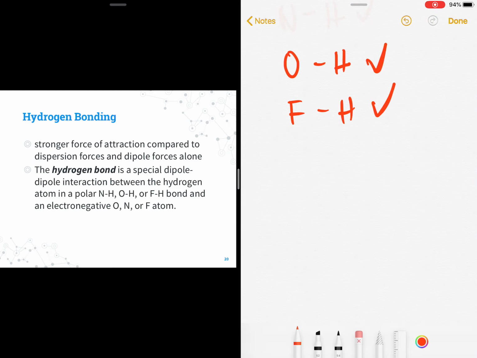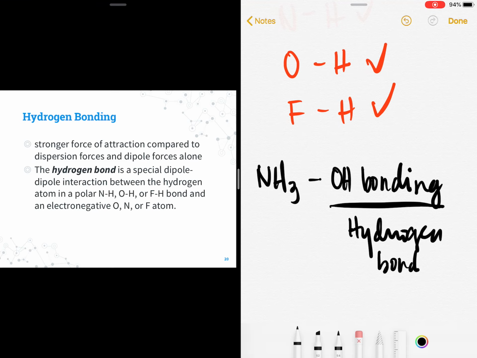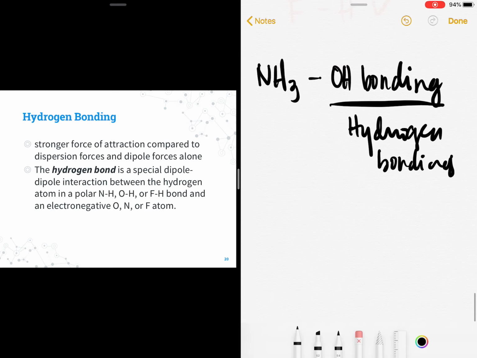Say for example, I ask you, okay, ammonia, what type of intermolecular force exists in your ammonia? Automatic, it's OH bonding, no? Sometimes they refer to hydrogen bonding as OH bonding. So if you write OH bonding or hydrogen bonding, I will accept that. Okay. How about hydrogen fluoride? Automatic, ito ay hydrogen bonding.